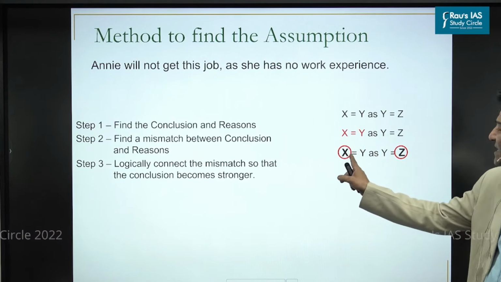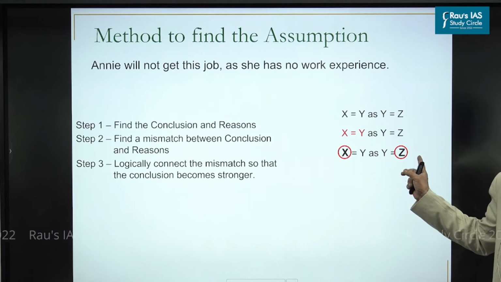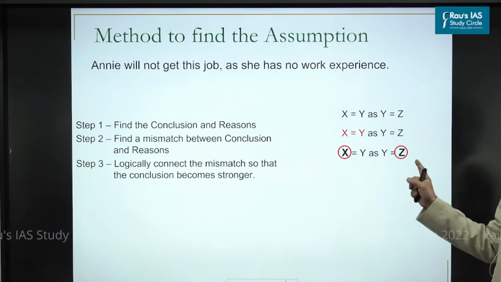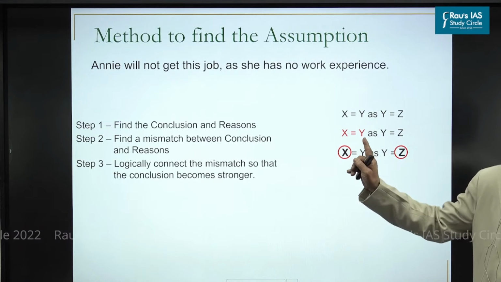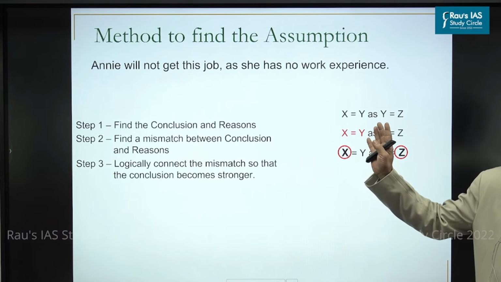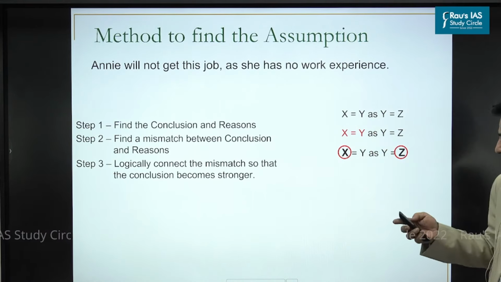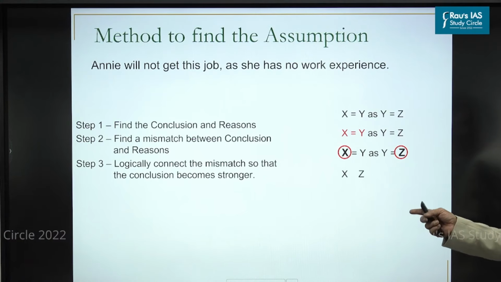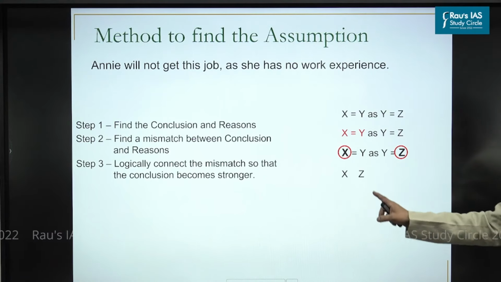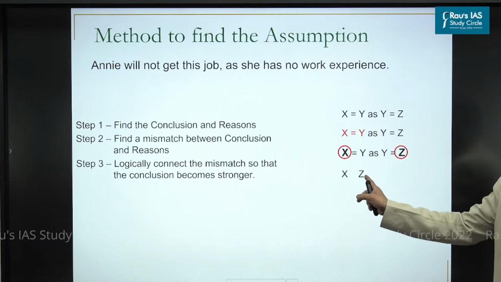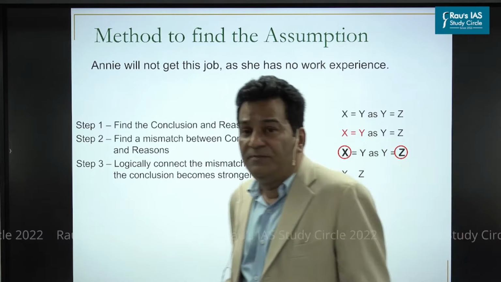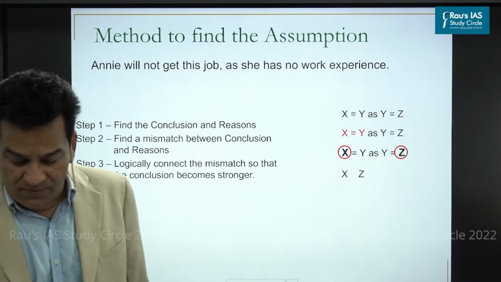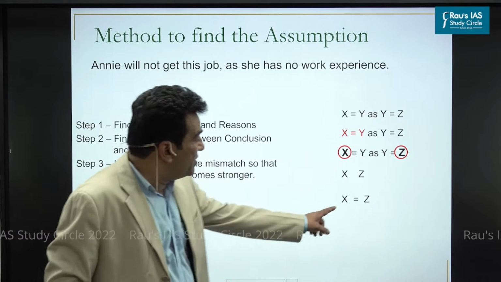X is present in the conclusion, it is absent in the reasons. So this is one part of the mismatch. Z is present in the reasons, absent in the conclusion. This is the second part of the mismatch. There is nothing difficult or rocket science involved in this. It's very easy. Once you identified a mismatch, now you have to use your brains to understand what should be the relationship between X and Z so that this particular conclusion, X is equal to Y, becomes stronger and right. This is the only amount of brains that you need to use. This is assumption.